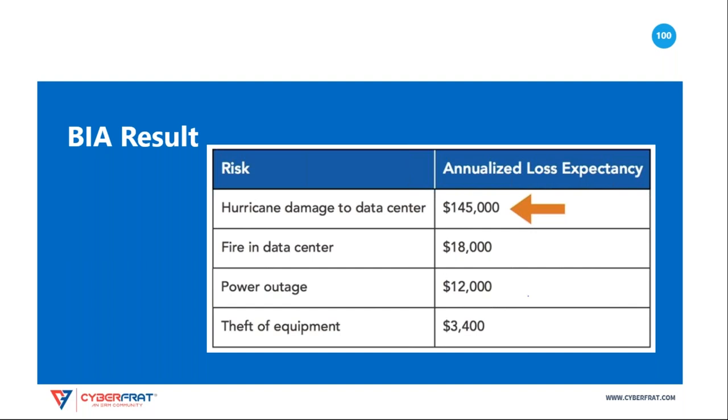hurricane damage to the data center, but the organization must then make decisions about control implementation that factor in cost. For example, if a $50,000 flood prevention system would reduce the risk of hurricane damage to the data center by 50%, purchasing the system is clearly a good decision because it has an expected payback period of less than 1 year.